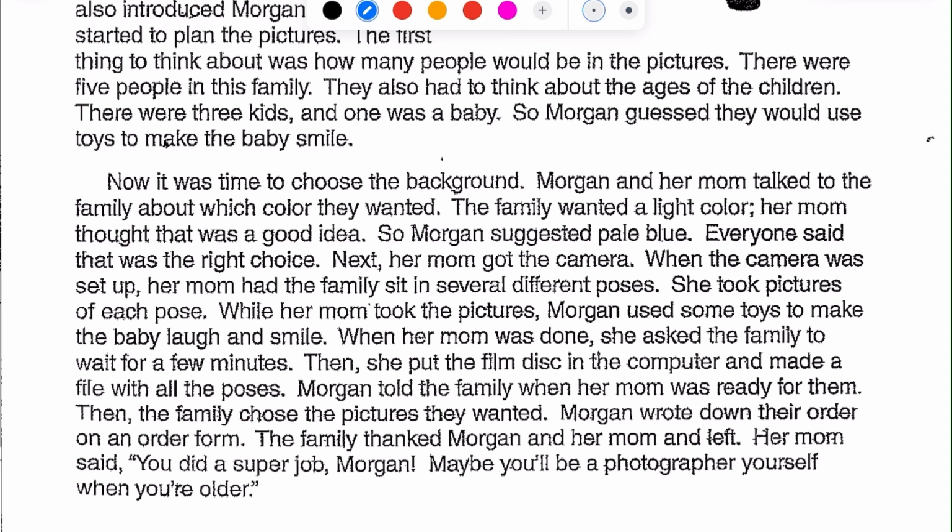Morgan told the family when her mom was ready for them. Then the family chose the pictures they wanted. Morgan wrote down their order on an order form, and the family thanked Morgan and her mom and left. Her mom said, "You did a super job, Morgan. Maybe you'll be a photographer yourself when you're older."